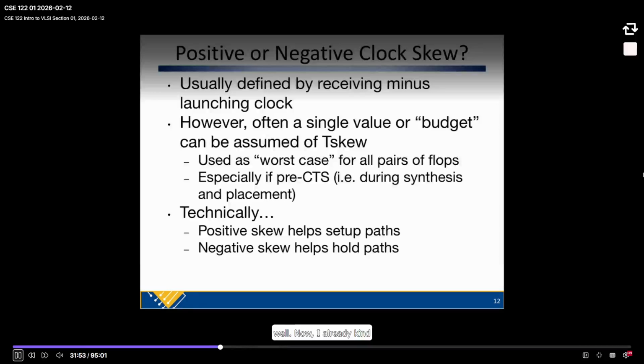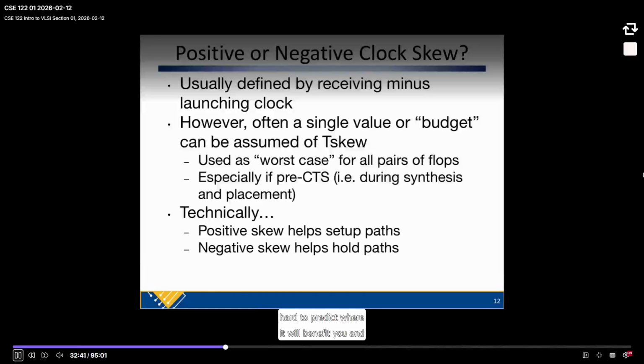Now, I already kind of mentioned positive and negative clock skew. Positive skew is good for setup violations because it effectively lengthens the clock period. It gets added to the clock period. But negative skew is bad for setup violations because it's a subtraction from the clock period. It's opposite for hold. If you have a positive skew, it improves the hold time because it moves the clock further out so that there's more time between the launching and that same edge on the capturing. But it's bad in the opposite case. So they're kind of opposites of each other.